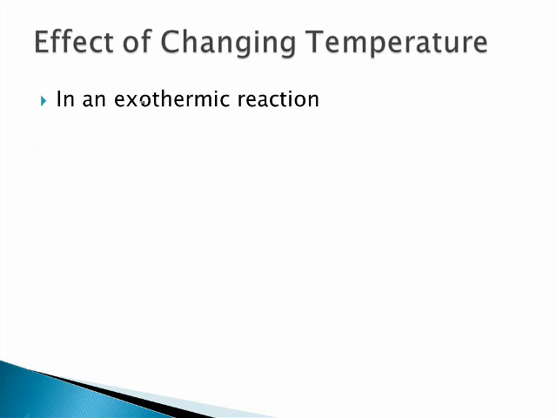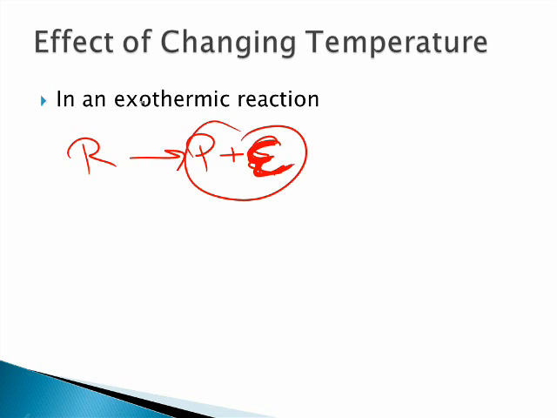In an exothermic reaction, remember, the reactants will go to products and we'll get some energy out. So we can think of energy as being like an extra product. If we increase the energy in an exothermic reaction, that means it's like more product. So that means it's going to shift to the left, more reactant. If we reduce energy, it's like less product, so we're going to make more of those products, trying to keep things in equilibrium.